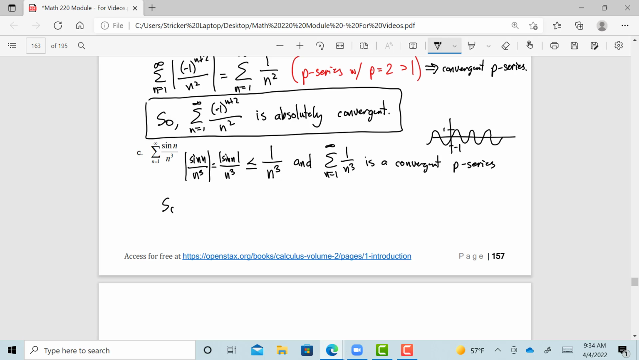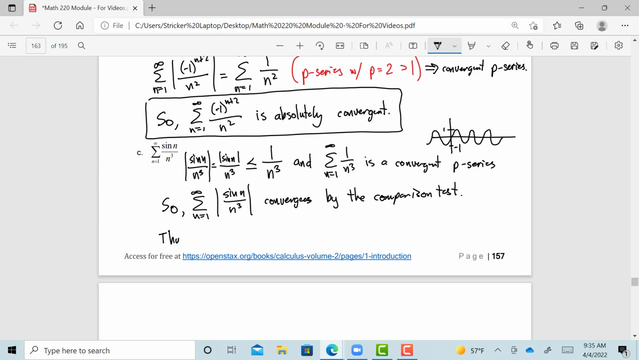So the sum from n equals 1 to infinity of the absolute value of sine of n over n cubed converges by the comparison test. And if it converges by the comparison test, then it absolutely converges.